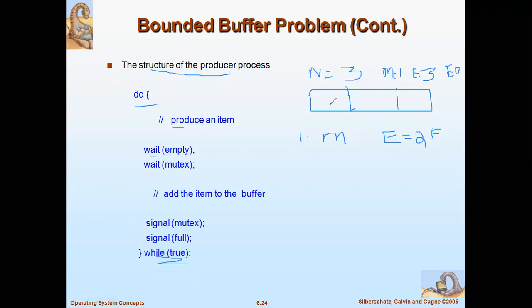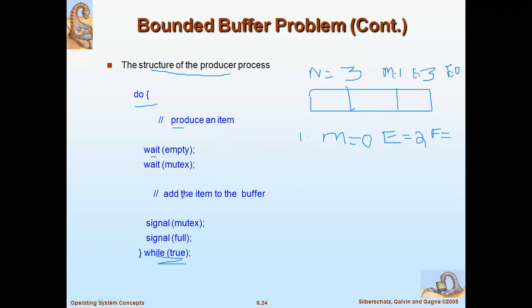What does this mean, guys? When an item is produced, it is supposed to be added to the buffer, right? So how many empty places are there now? 2. This is what it means. And what about full? That we will see later, in the signal. You know the answer, but that has to be done according to the code. What about mutex? Mutex should be decremented because it is a wait operation, so from 1 it is decremented to 0.